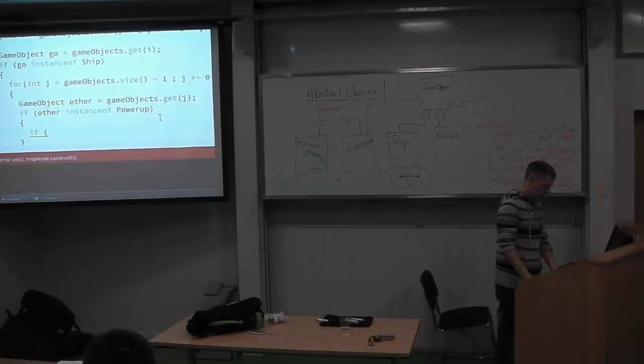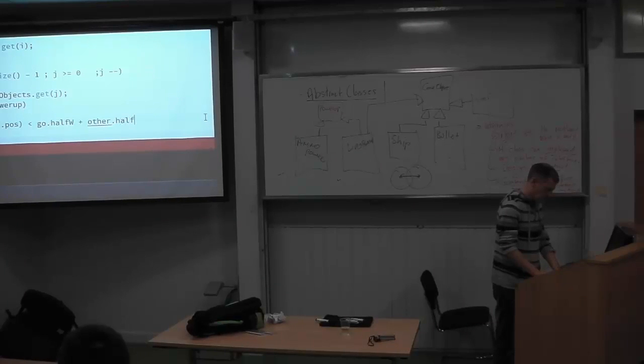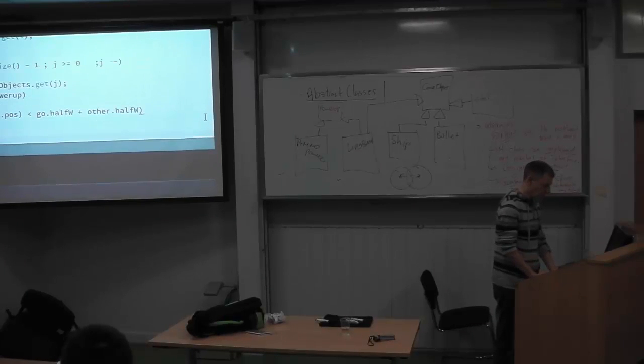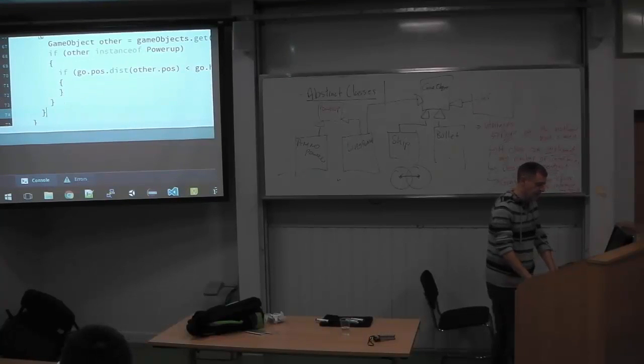Anyway, so if go dot pos dot dist other dot pos is less than go dot half w plus other dot half w, then I know that they've overlapped. Okay, and then we do the last thing, which is to apply the power up to the game object.